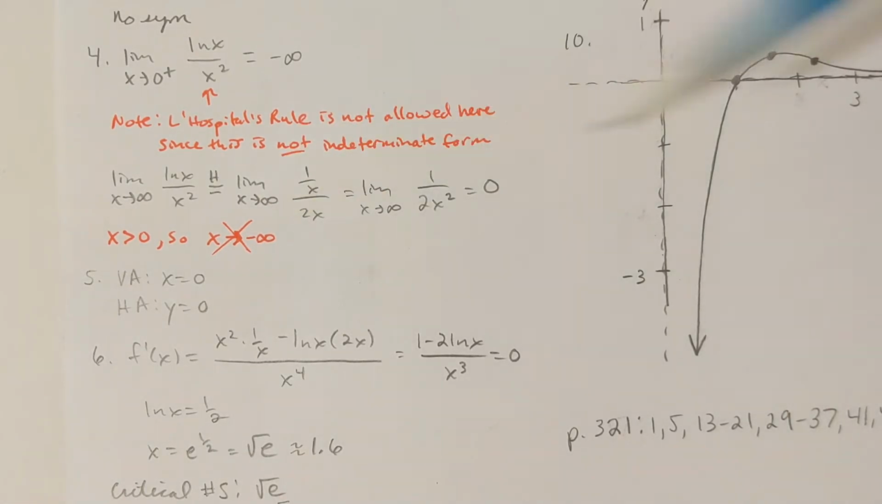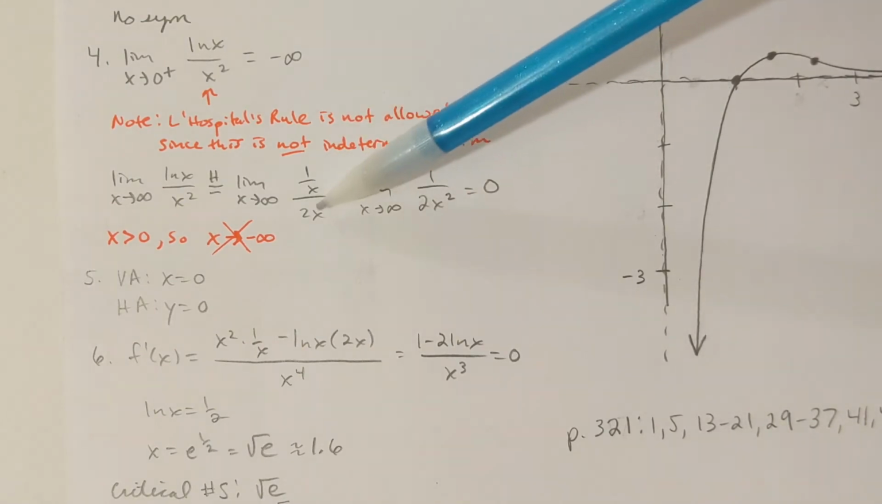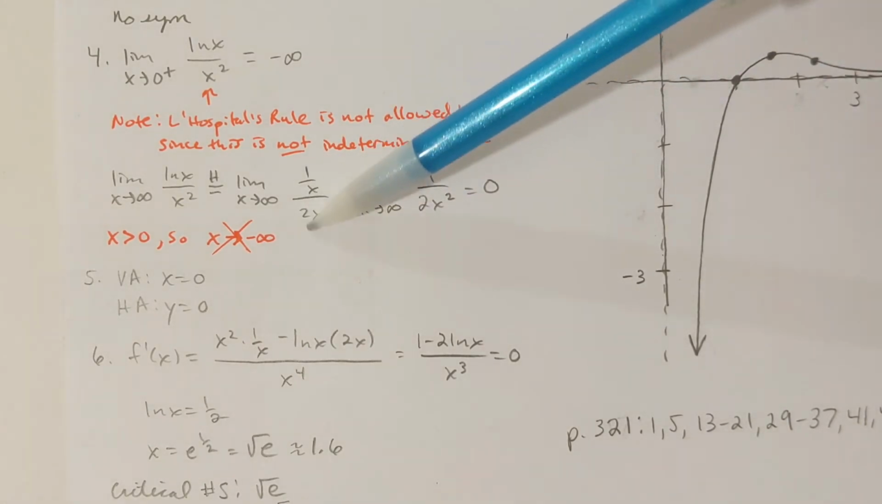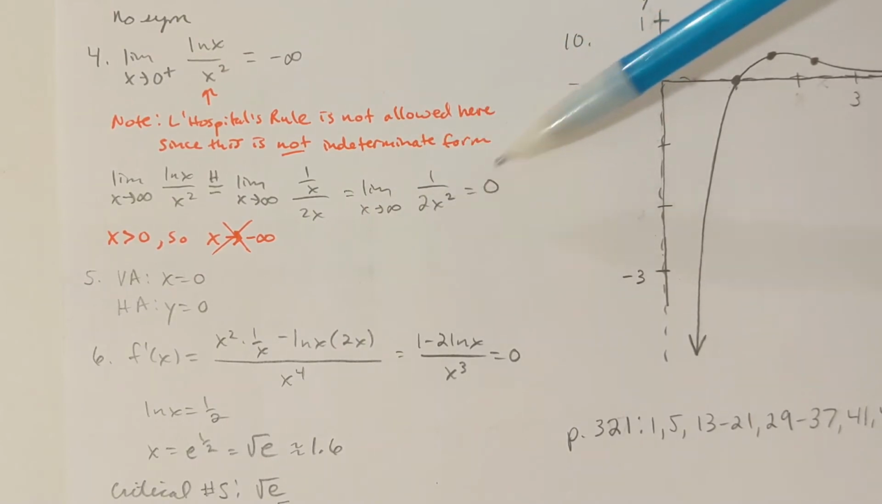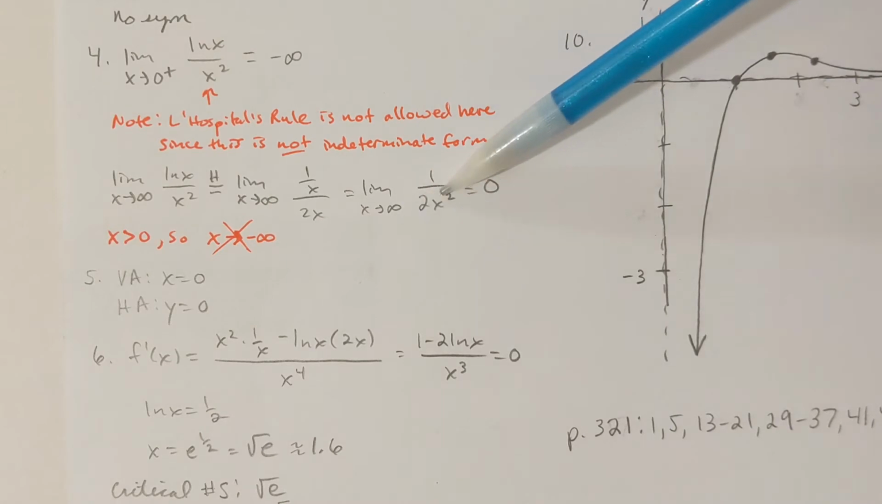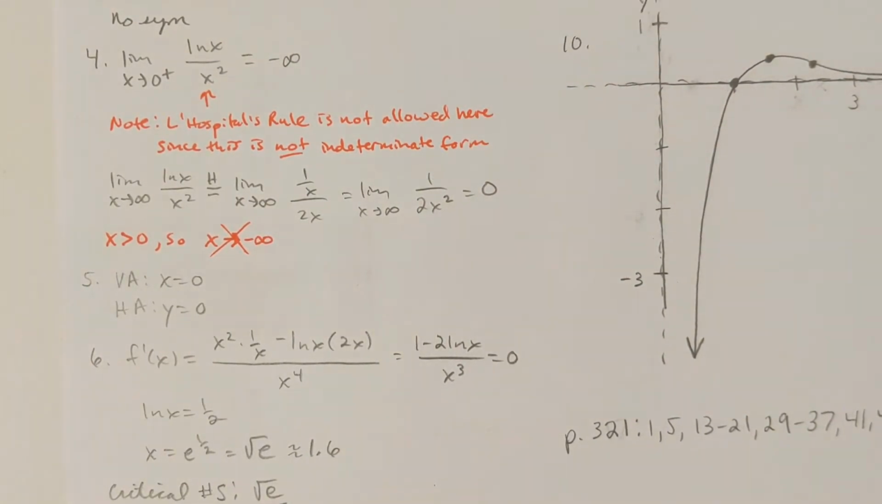You get the limit as x approaches infinity of the derivative of the top, that'd be 1 over x, over the derivative of the bottom, that'd be 2x. If you flip the denominator, you have the limit as x approaches infinity of 1 over 2x squared. The denominator is going to be growing without bound as the numerator just sits at 1, and so the y values are going to be getting very minuscule. The value of that limit is 0.